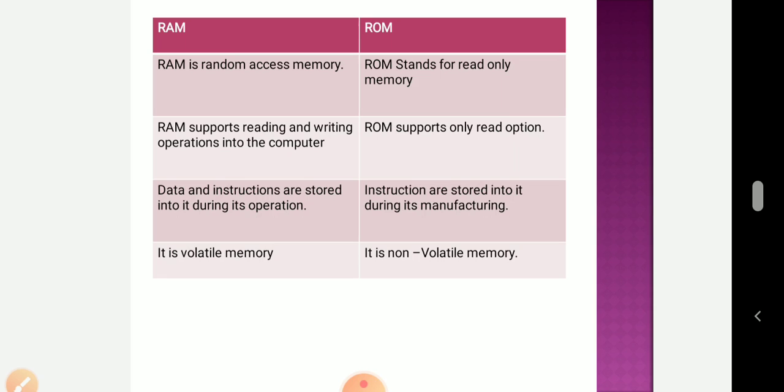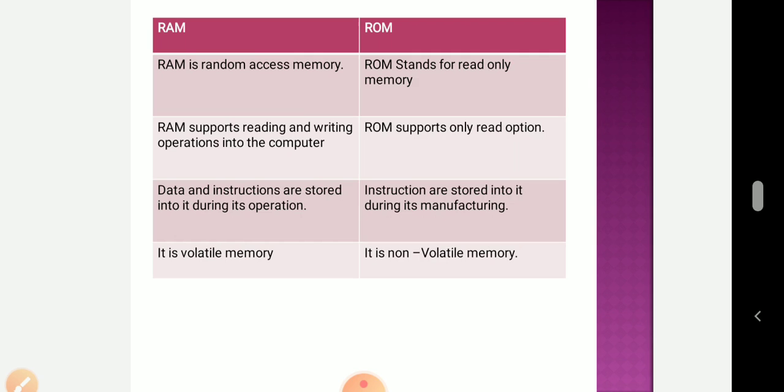In RAM, data and instructions are stored during its operation, while in ROM, instructions are stored during its manufacturing. I already gave you the example of a washing machine: all the data and instructions are stored during its manufacturing.